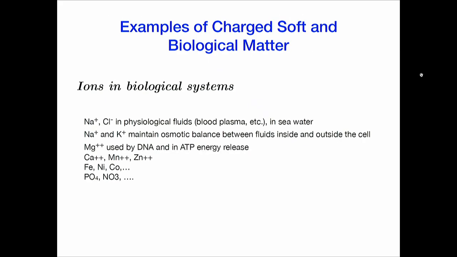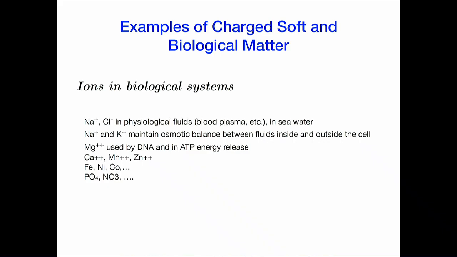So what are some examples of charged soft and biological matter? In biological systems, of course, in all cells, in all biological fluids, you have Na plus, Cl minus, which are floating around. You have it in seawater. All the organisms which live in seawater are swimming in NaCl. You have also a lot of potassium ions, and the balance between Na plus and K plus, between the sodium and potassium ions, maintains osmotic balance between the fluids inside and outside the cell.